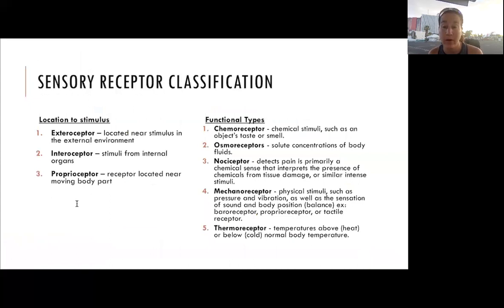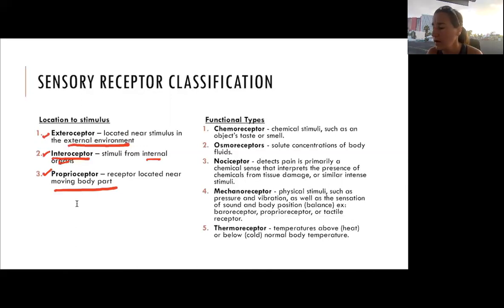Another classification: where are they? Are they near the stimulus, which is an outside environment? External. Externals are extero, so that makes sense. If they are near an internal organ in your guts, those are going to be enteros. And then if we're talking about a moving body part, those are going to be proprioceptors. Proprios. So extero is outside, entero is inside, and proprio is moving. So those are relative to location.